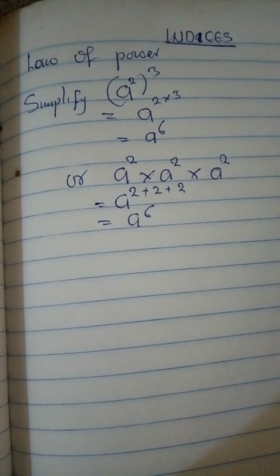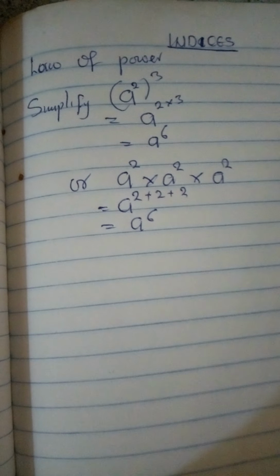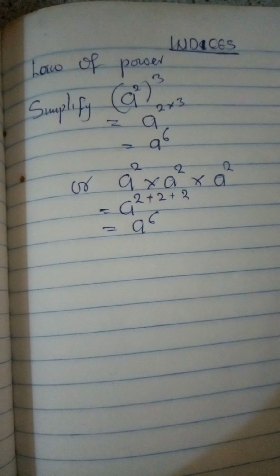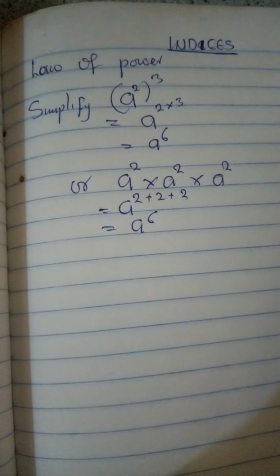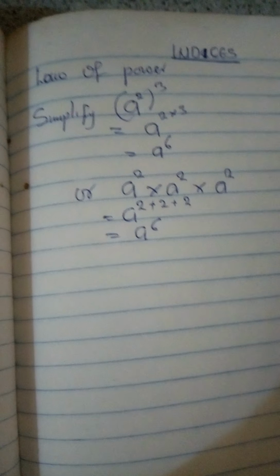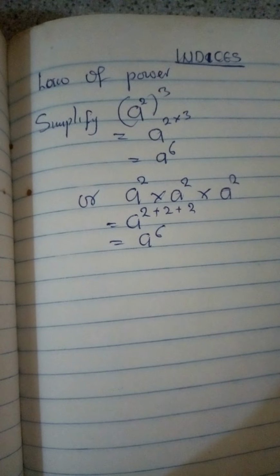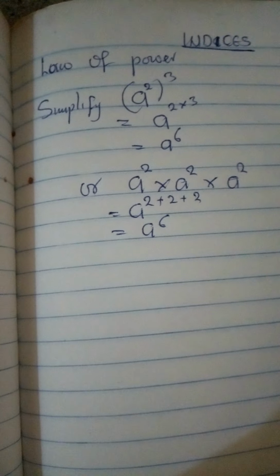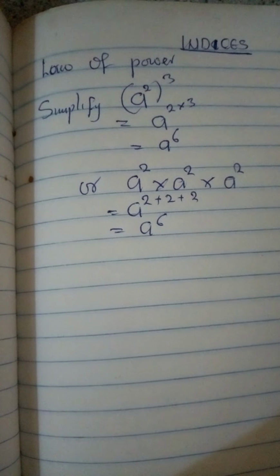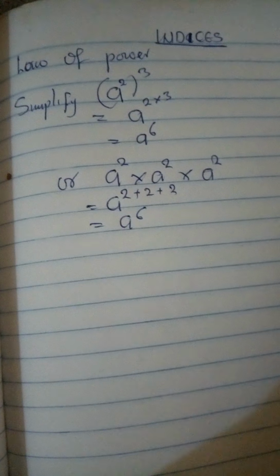I'll now give you an example on how you can also separate it, because when you see a power on a power, that simply means that the base can be in three places, as you say a raised to the power of 2 times a raised to the power of 2 times a raised to the power of 2, just as we did in the second example. I believe with this one you get to understand how to apply the law of power. Let's also give another example.